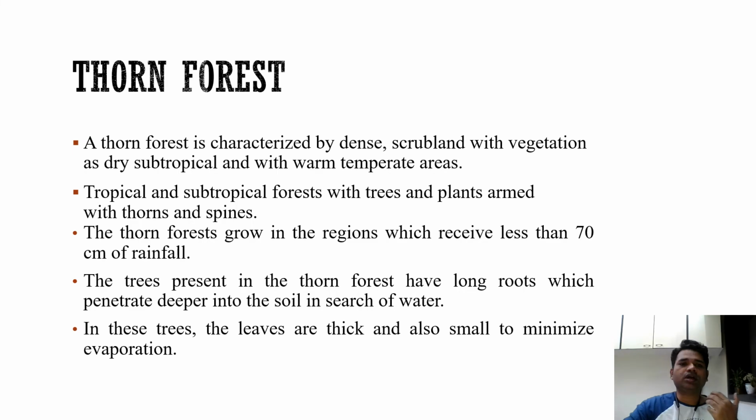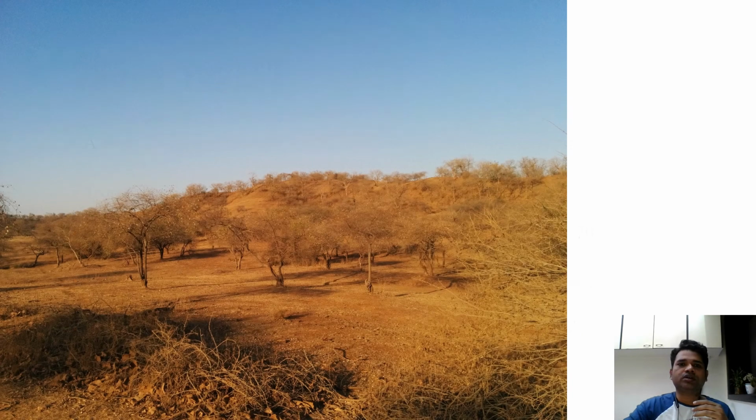So the trees' leaves are thick and small to minimize evaporation, as I said. This is the thorn forest. You can see the trees are not taller than 12 to 15 feet, and the reason for that is they are deep rooted. The more height, the more evaporation, and to control evaporation, you can see the size of the leaves is so small, and the whole plant or the whole branch is completely covered with spines or thorns.